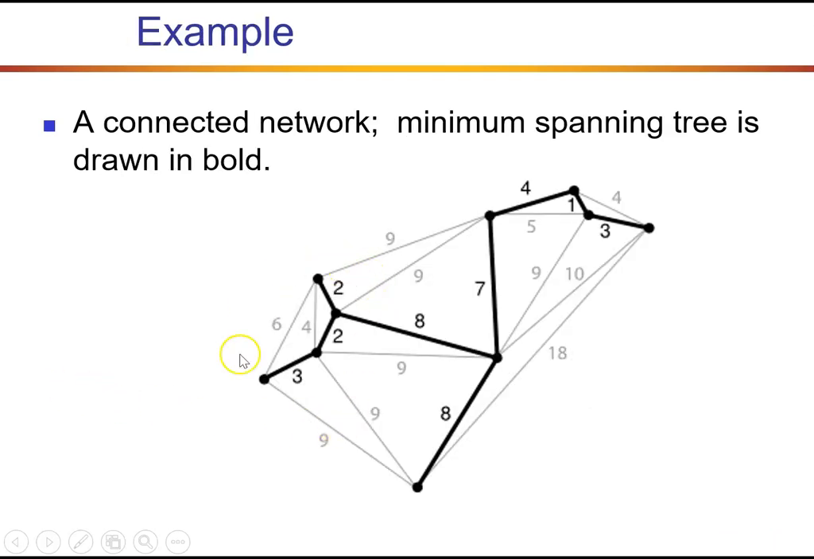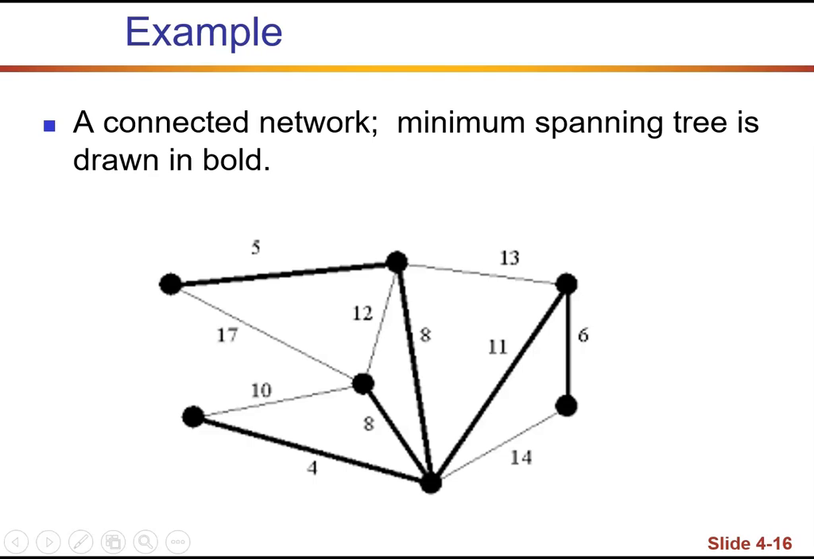So here is an example of a connected network. Minimum spanning tree is drawn in bold. So you can see that this tree, again in bold, is a subgraph or a subset of the original network. Here's another example. So again, spanning tree is in bold there, and again is a subset of the original.